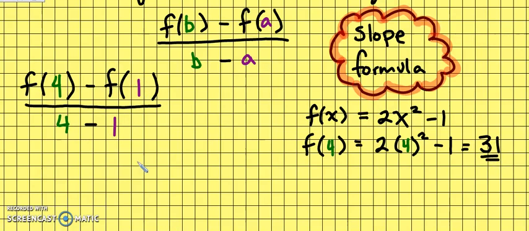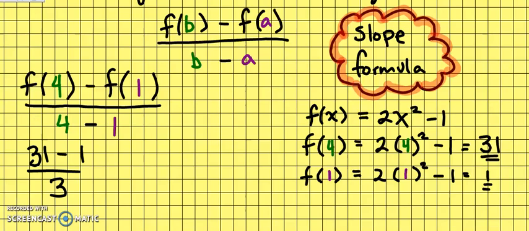And then we do the same thing with f of 1. We plug 1 in for every x value. And when we calculate that, we get 1. So we have 31 minus 1 over 4 minus 1, which will be 31 minus 1 over 3, or 30 over 3, or 10. And that would be your answer for this problem. Don't forget to highlight your answer.